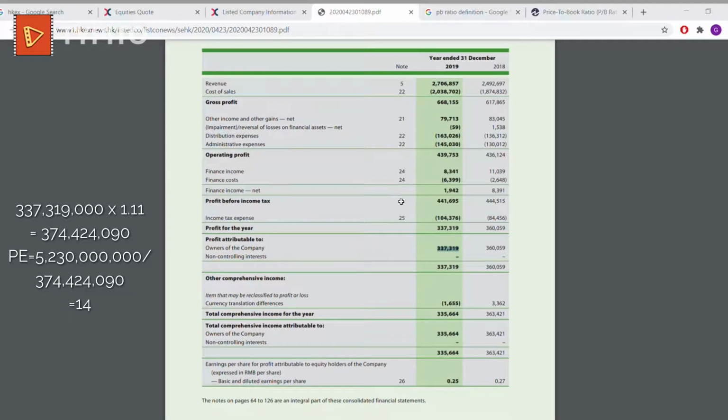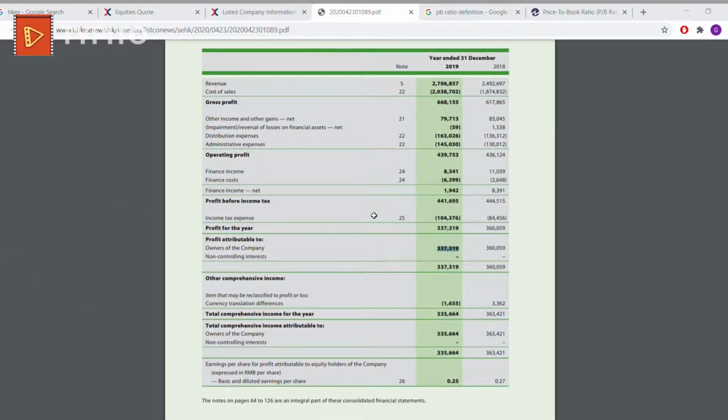Okay, so by dividing the market cap with the profit attributable to owners of the company in 2019, we actually arrive at a PE ratio of about 14, and this actually meets my criteria of investing in a company with a PE ratio lower than 15.